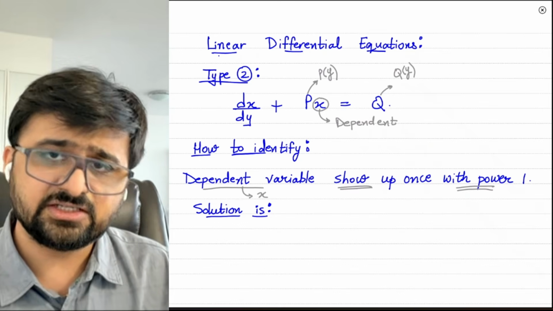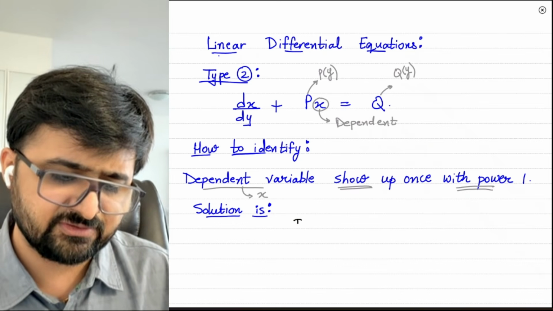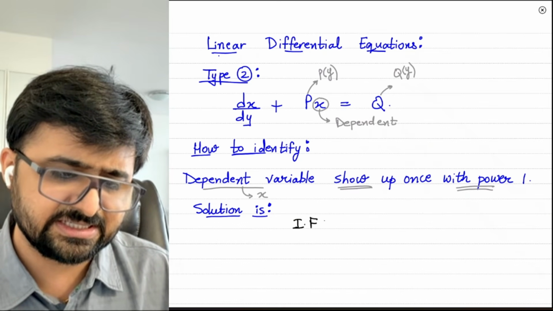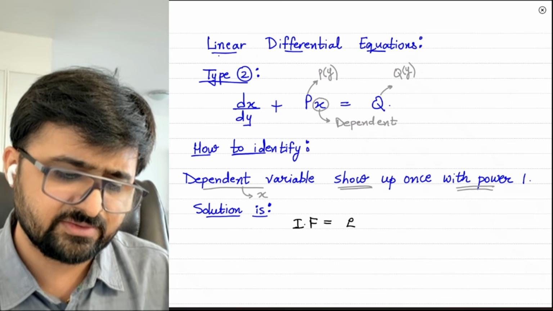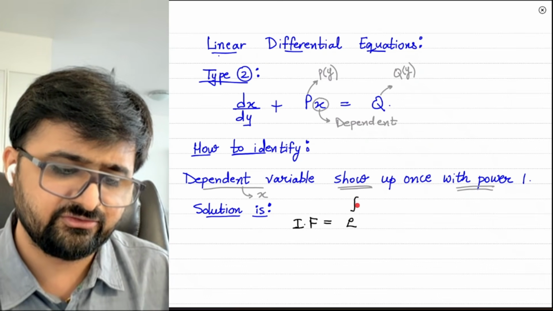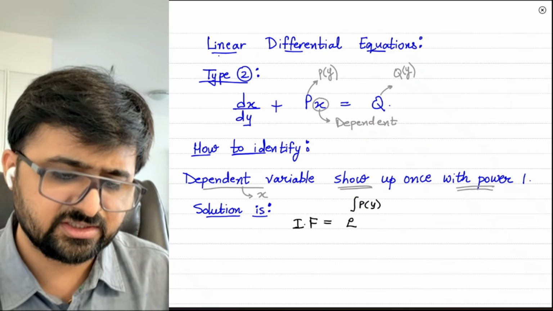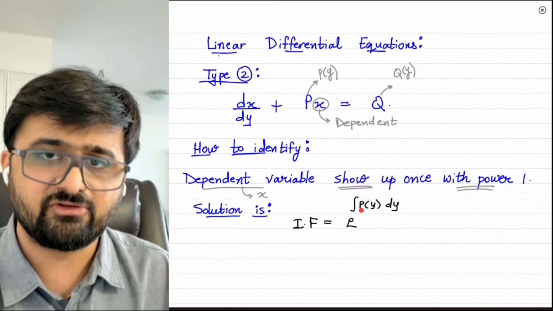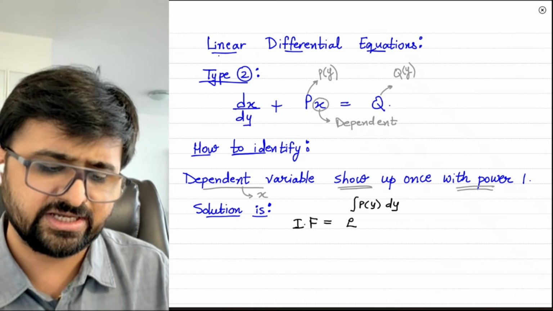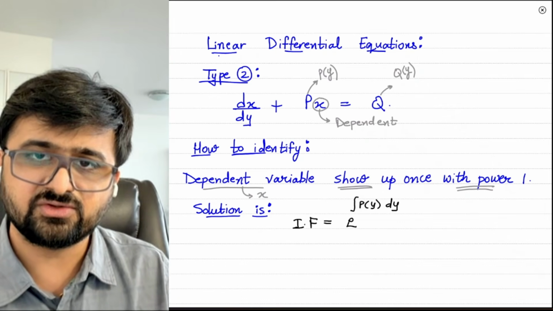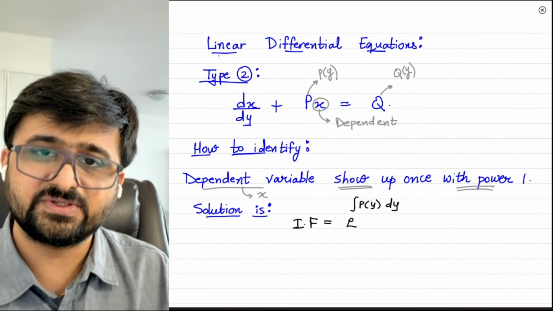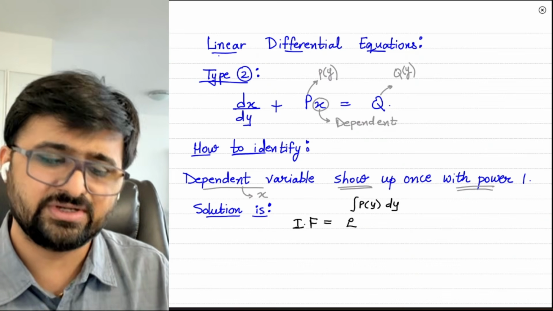The solution is also similar here, like we found before. We first find the integrating factor, which is given by e to the power integration of P(y) dy. Remember that P is a function of y now, so you integrate that with respect to y. And the solution, the way you write it, remember that in the previous case, we wrote it as dependent variable into integrating factor.